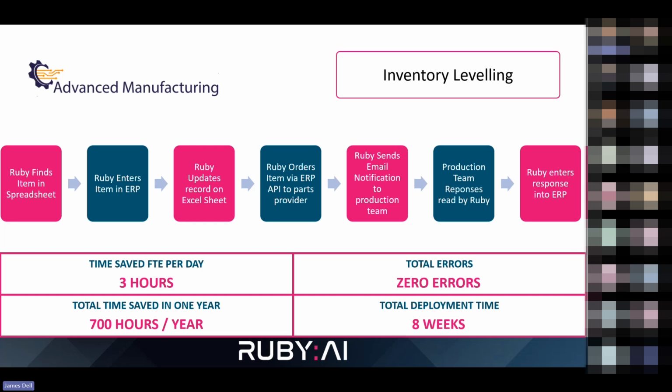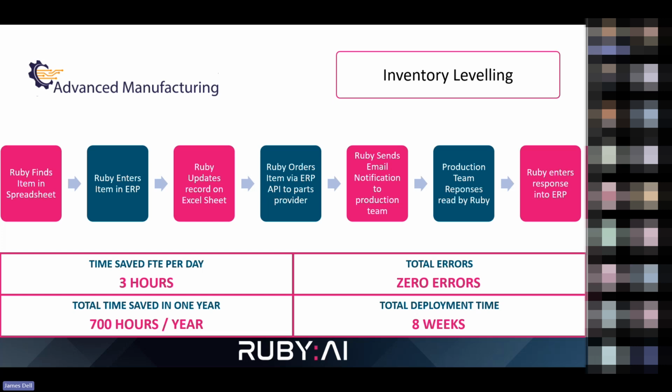It then is updating the records on the Excel sheet to say they've been put into the ERP system, and it's creating the orders through their ERP via API to their parts provider. So essentially it's then going off and making the orders. So rather than someone manually having to log into the ERP and then go and trigger the orders, it's happening automatically. Ruby then sends a notification email to the production team to say that the parts have been ordered, and gives them the relevant information in an email, but it says that it's completed and done the actions. The production team then responds, they can read the email by Ruby and they can respond to it.